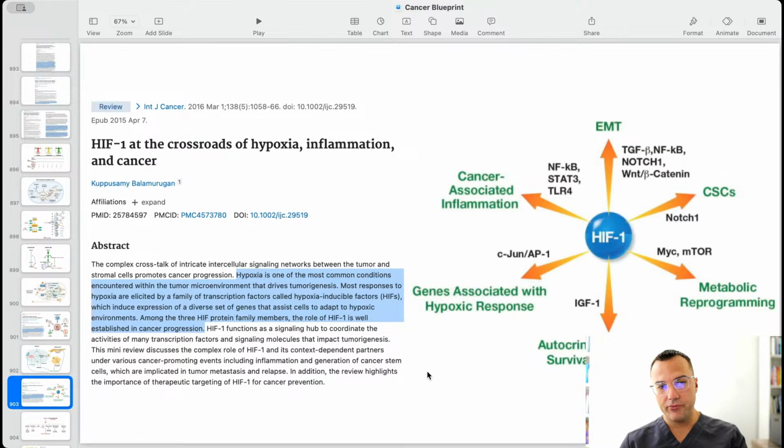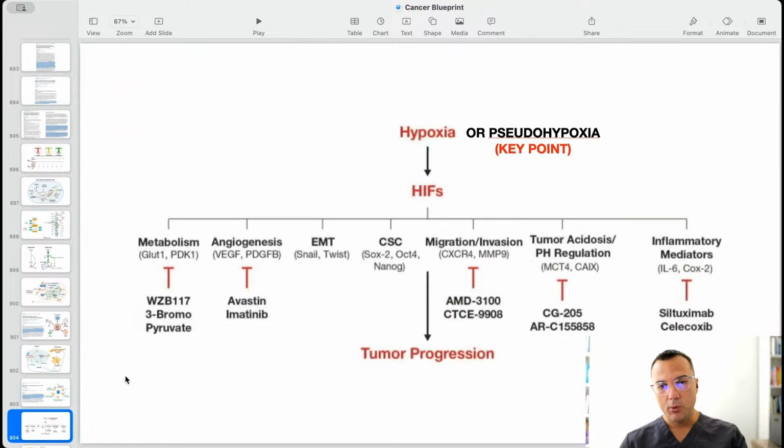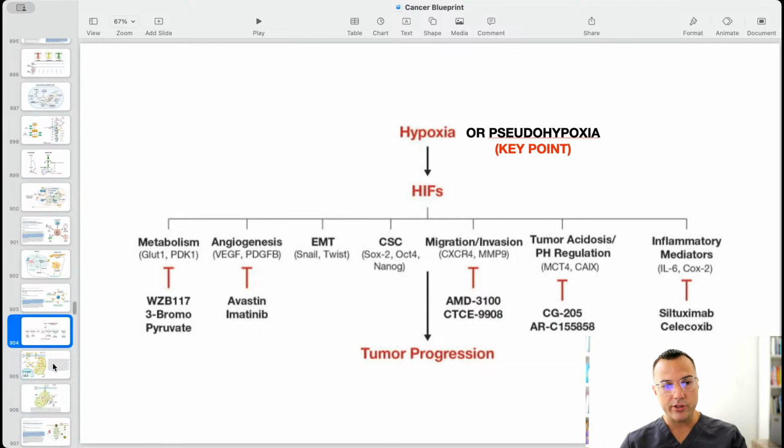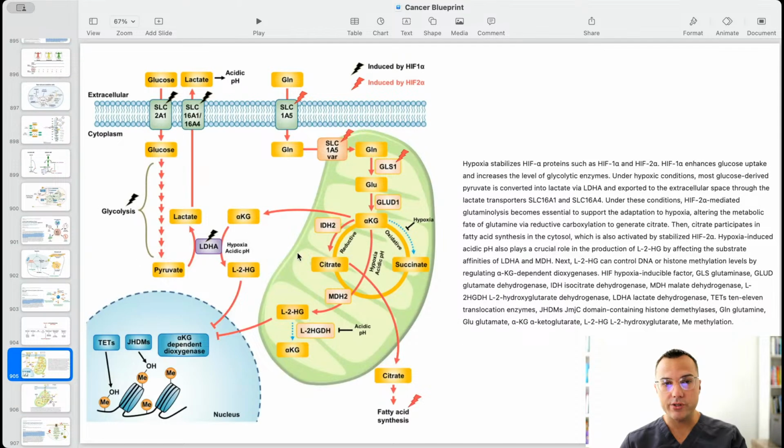And again, we have videos on this, but hypoxia-inducible factors are at the crossroads of hypoxia, inflammation, and cancer. And it leads to tumor progression through altering metabolism, glucose and glutamine metabolism, creating new blood vessels, cancer stem cells, migration, invasion, tumor acidosis, and tumor-related inflammation, which again leads to tumor progression. And these HIFs can be driven by hypoxia or even pseudohypoxia, which again, we have a video series on.